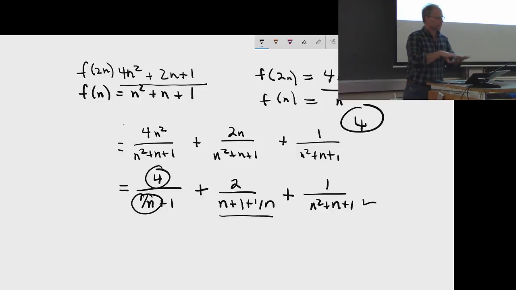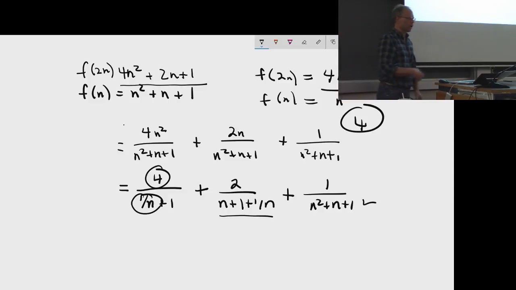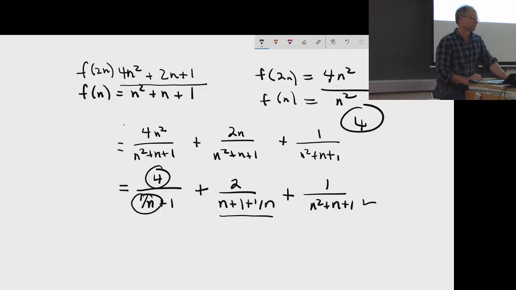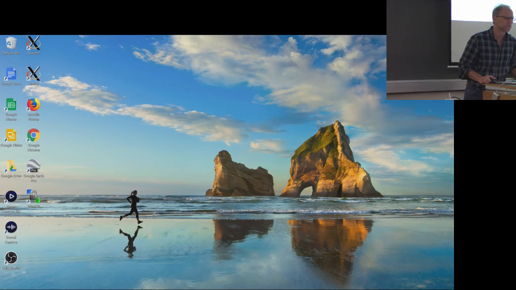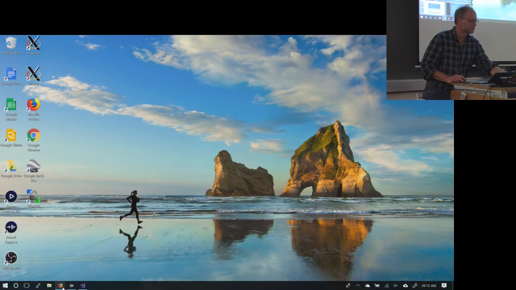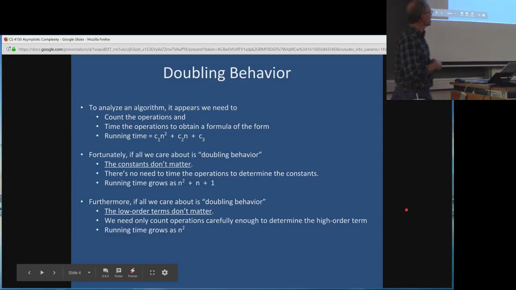So the nice thing about this analysis is you can ignore the constants, you can ignore the low order terms. All that matters is the high order term. And that's the key thing in complexity analysis. Figure out the high order term. You don't have to work as hard as we did there. So back to this. I'm just summarizing what I said.